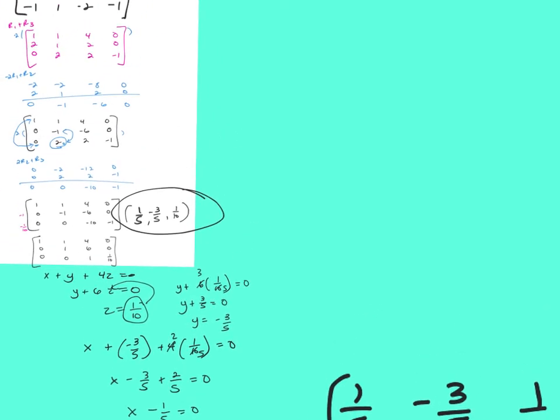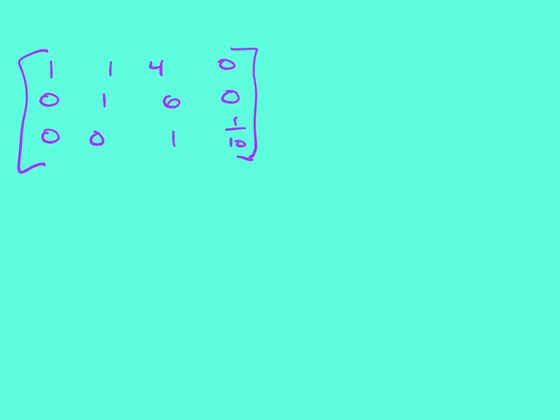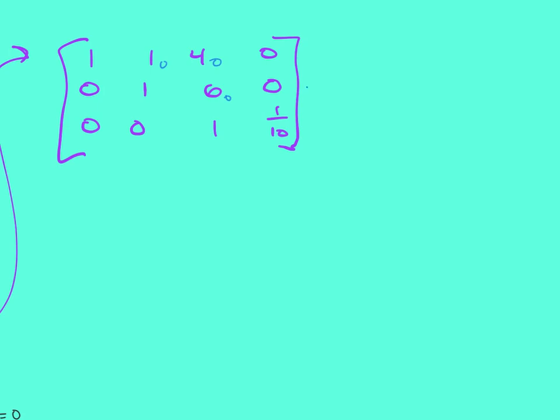So now I'm going to rewrite my row echelon form over here. 1, 1, 4, 0, 0, 1, 6, 0, 0, 0, 1, 1/10. And I want to finish this again using Gauss-Jordan. So I need zeros here, here, and here. So let's say I want to get the first one, this one. I have to use row 2 and row 3, otherwise I'm going to lose the 0 I have in that first column. So I'm going to do negative 6, row 3 plus row 2.